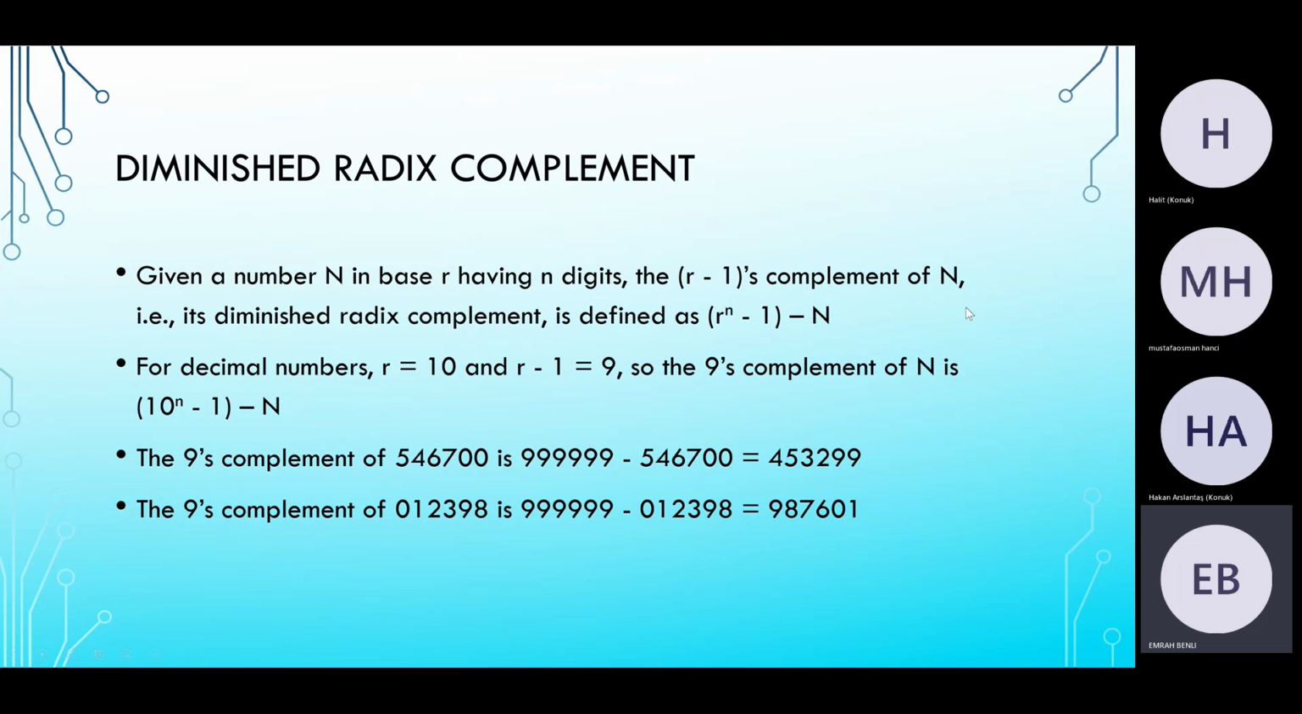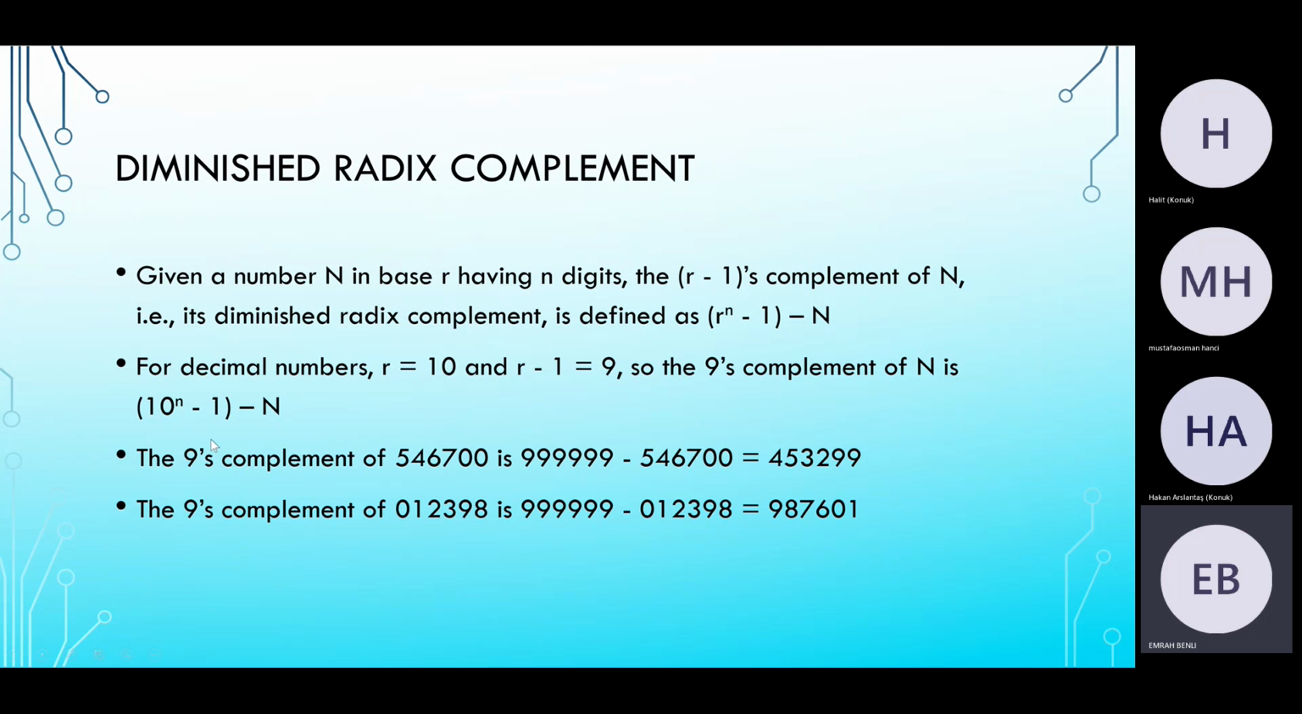So to calculate it, we have a number n in base r, and it has n digits. So we want the r minus 1 complement of n. So it's the diminished radix complement, and we define it as r to the n minus 1 minus n, the number itself. So for decimal numbers, r equals 10. So r minus 1 is 9. So the 9's complement of n is 10 to the n minus 1 minus n.